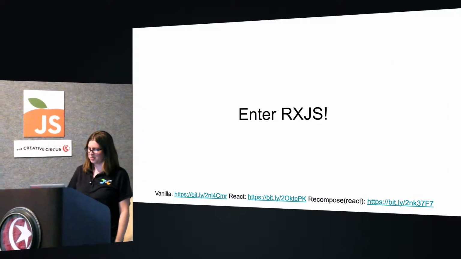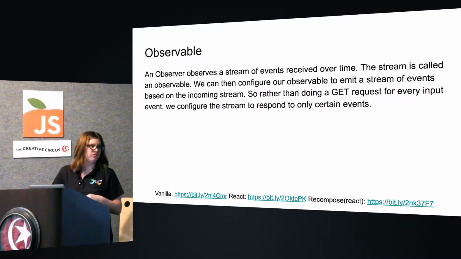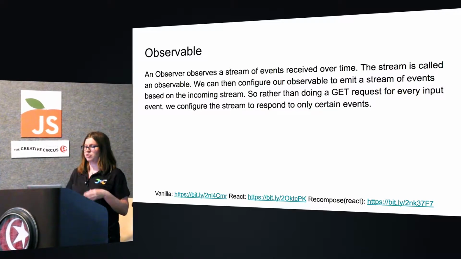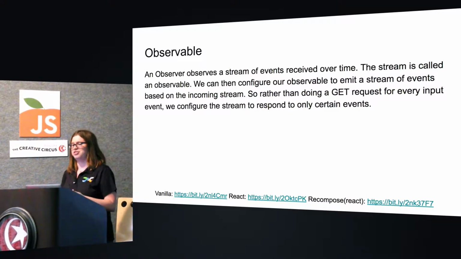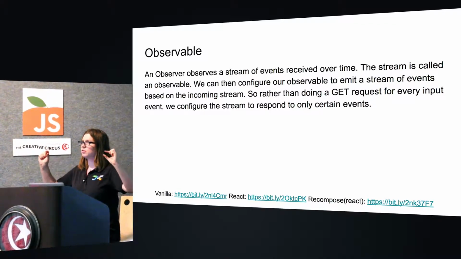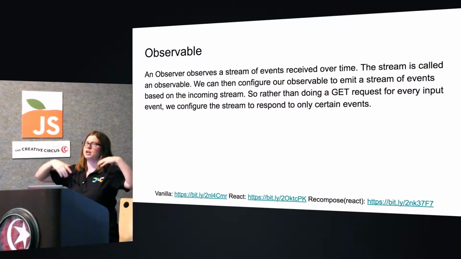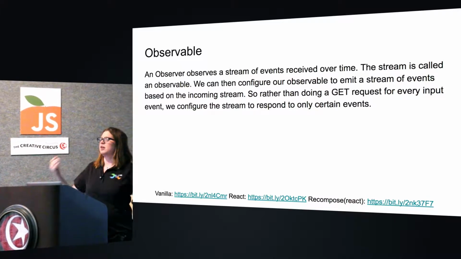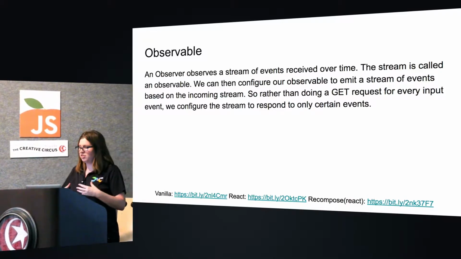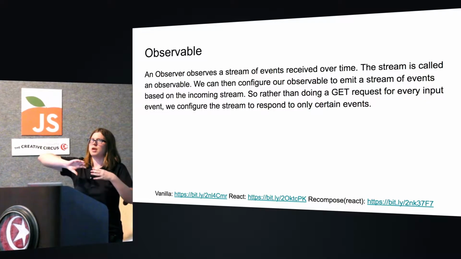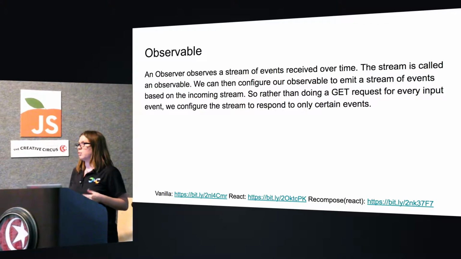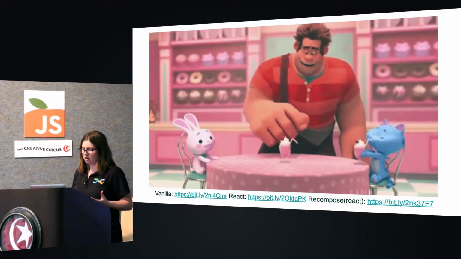RxJS, observables. So this is just a wall of text, but basically an observer observes a stream of events received over time. And it's that actual stream that we call an observable. This is just jargon, but basically we use an observer to create an observable, and then we can configure that observable, that stream of events, to emit a corresponding stream based off of certain parameters that we give it, or what we're going to call operators.